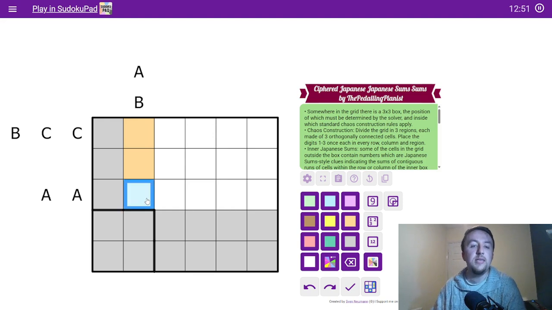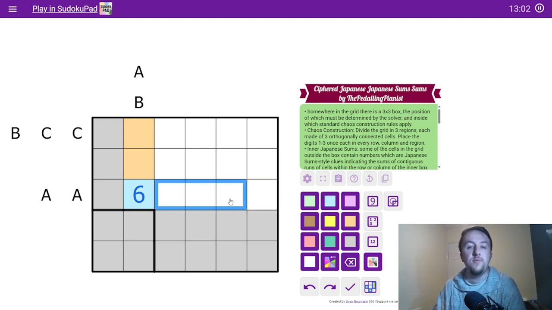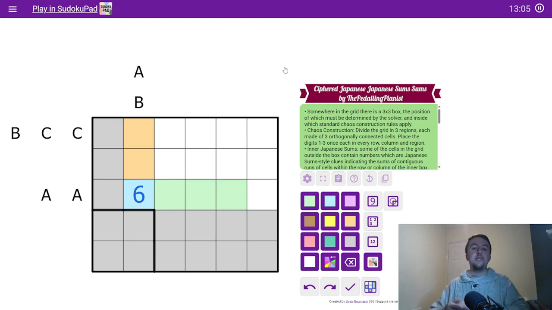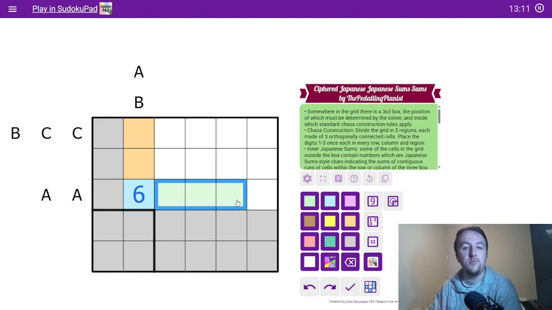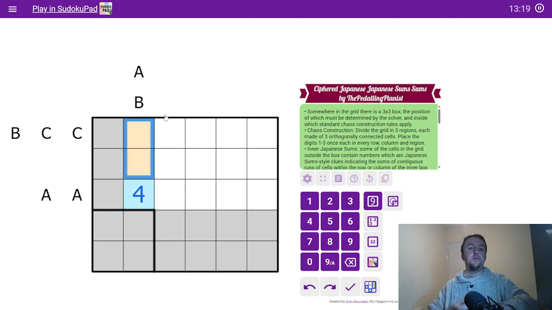So can this be the B? Well, if it was, it would be a 6. And the only way to make a Japanese sums clue that's a 6 would be if we had a horizontal stripe of a region. But we've already established right at the beginning of this solve that we cannot have any horizontal stripes in our 3x3 regions. So this is not the 6, it must be the 4, which is the A, and that must be the sum. Those must sum to at least 6, possibly 10, although 10 seems a little bit unlikely, but we'll come back to that.